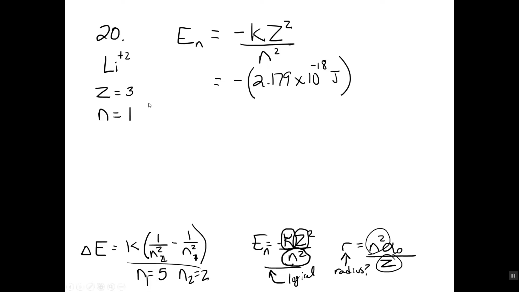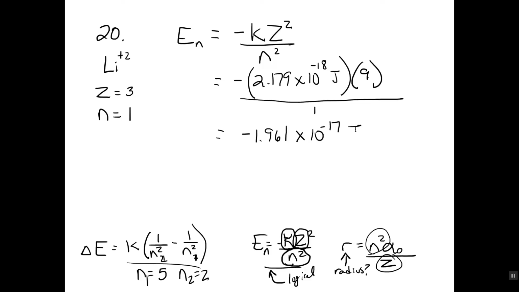And then Z squared, we said it's 3, so 3 squared is going to be 9. So I'm just going to write 9 in there to save some time. And I'm going to divide that by n squared. N squared is 1. 1 squared is 1. So simply this is just going to be a case of multiplying negative 2.179 times 10 to the negative 18th times 9. And so when you do this in this problem, you're going to get a value like negative 1.961 times 10 to the negative 17th joules.